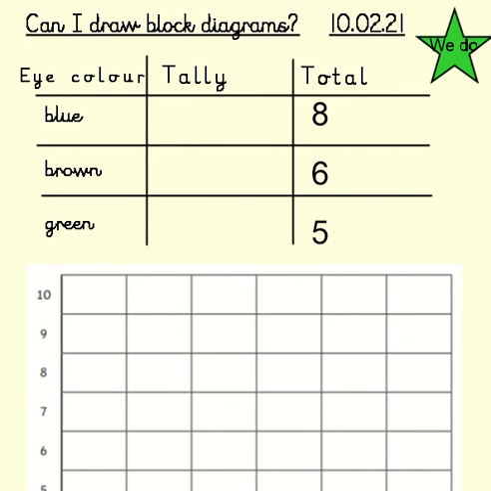On this one, we'll fill in the tally. So I want 8 here. 1, 2, 3, 4, 5, 6, 7, 8. Brown, I'm going to have brown eyes. I've got 6 people who've got brown eyes, because now we're looking at eye colour, not birds. And 5 people who have green eyes.